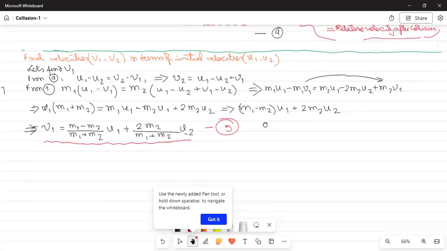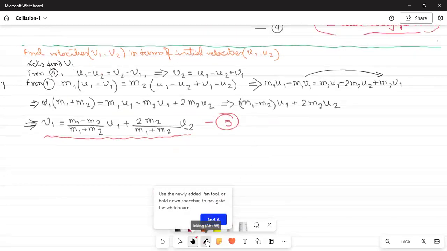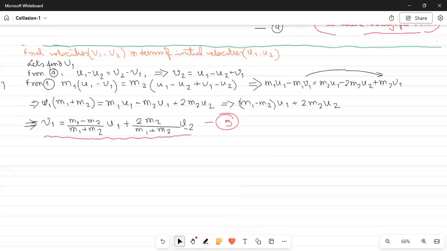Similarly, we can also find the velocity v2. We have already found v1. Let us find v2.